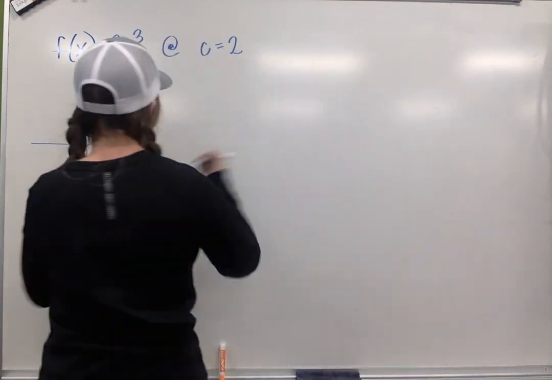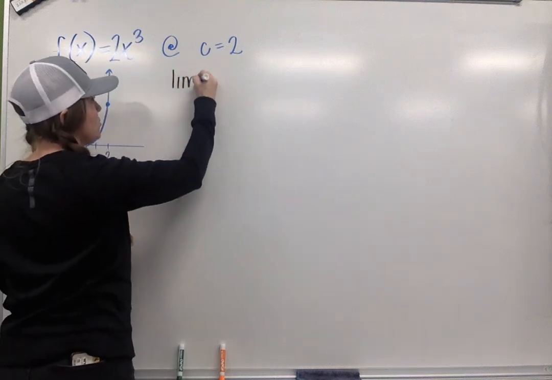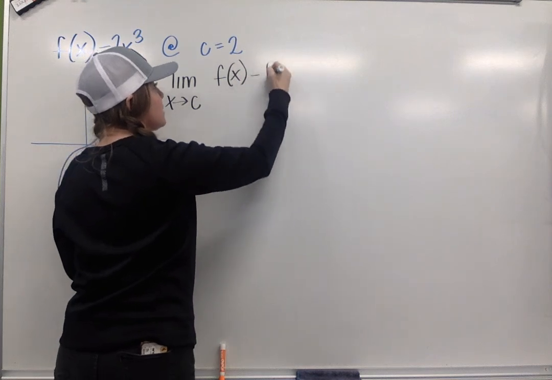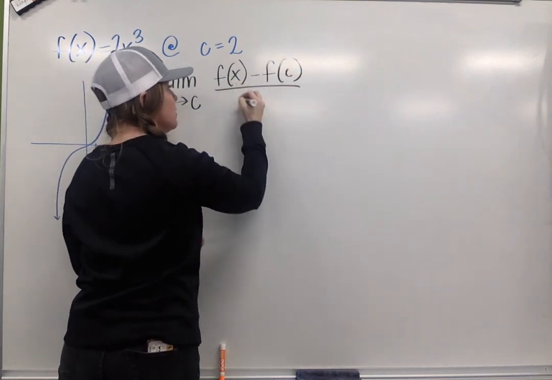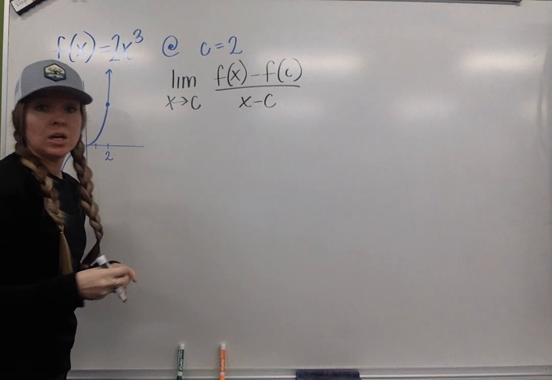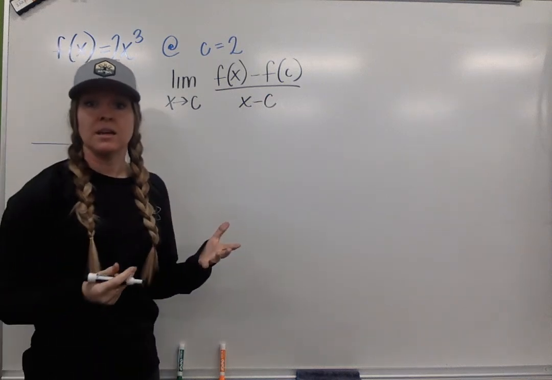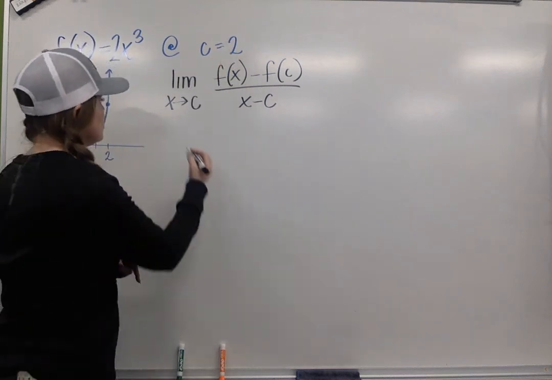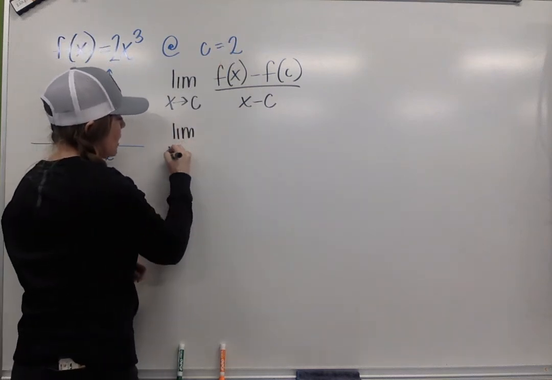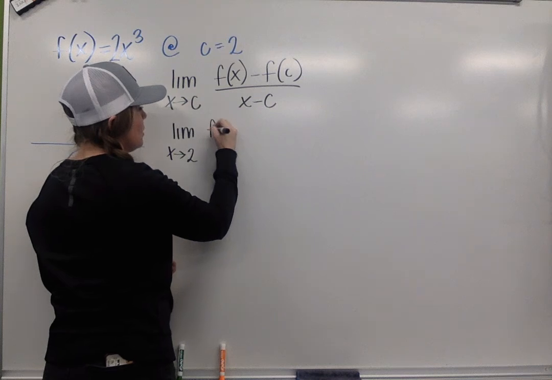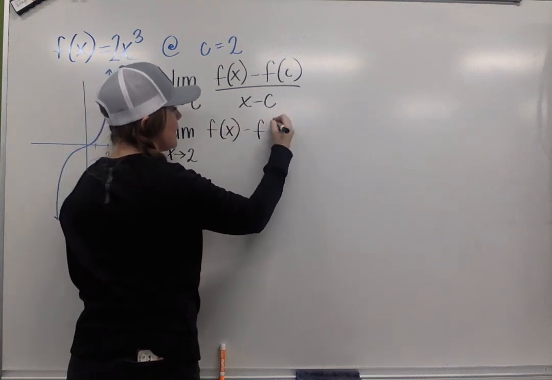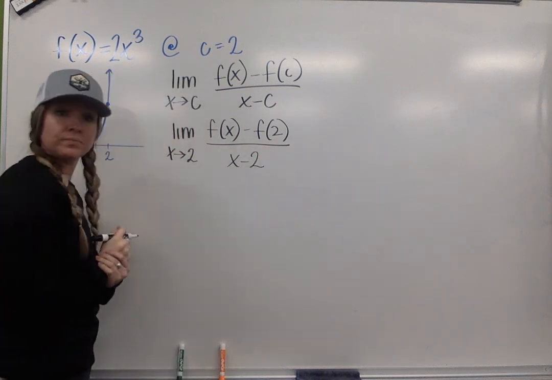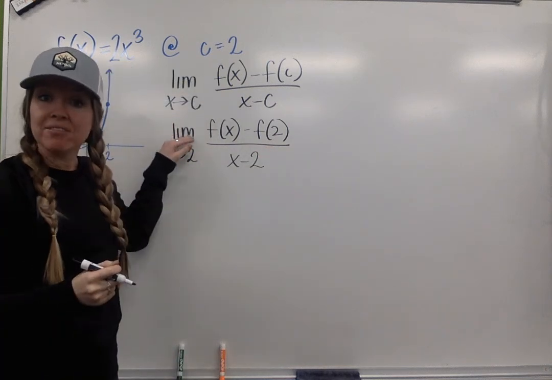So I'm going to use the formula that we saw in our last video. The limit as x approaches c of f of x minus f of c all over x minus c. So I'm going to start by substituting in the information that I know. For starters, I know that c is 2. So I'm going to have the limit as x approaches 2 of f of x minus f of 2 all over x minus 2.